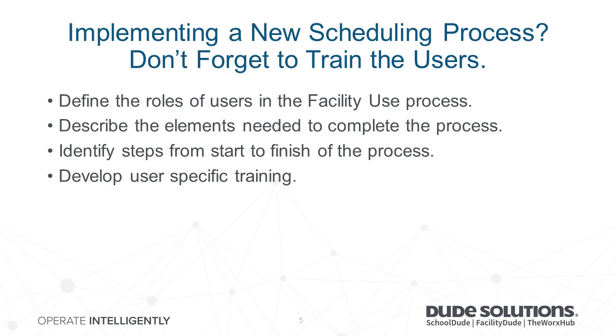Identify the steps from start to finish of the process, and what I mean by that is when someone requests to use the facilities, what is it that you're asking them, or what is it that they need to do to request the use of your school gym? Who do they need to contact? Is it to come to your office before they go to the school, or go to the school first, get the permission, input the form or complete the form? It's entered into School Dude, and then you have the approval from your office and so forth.